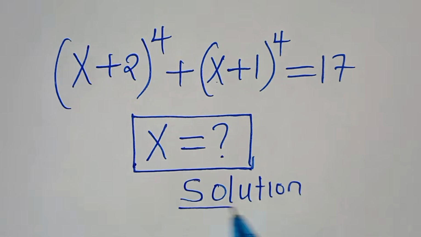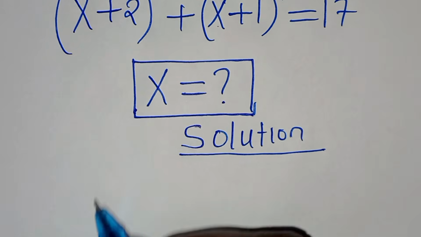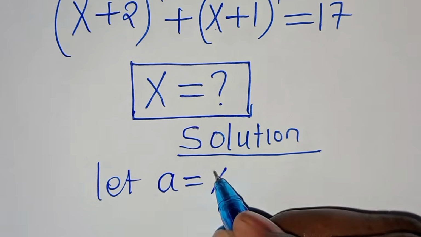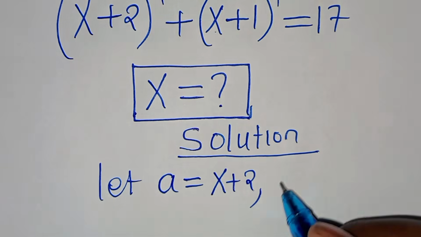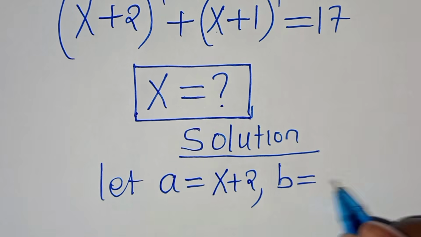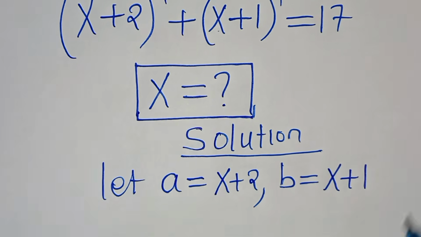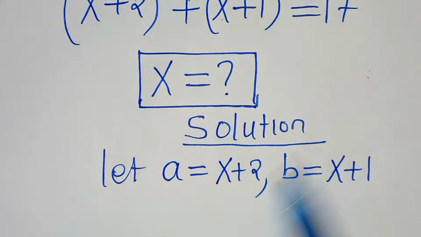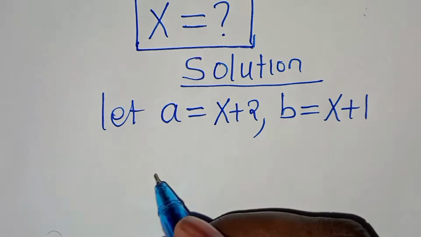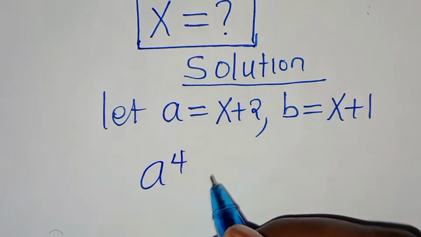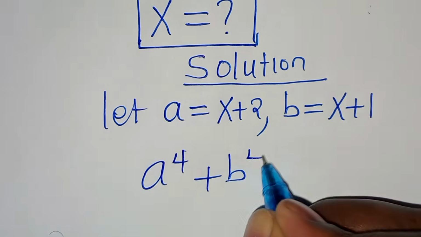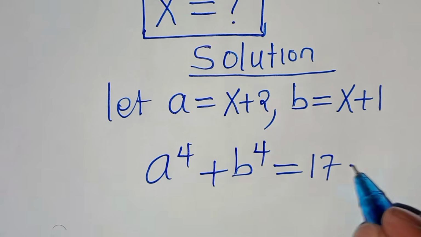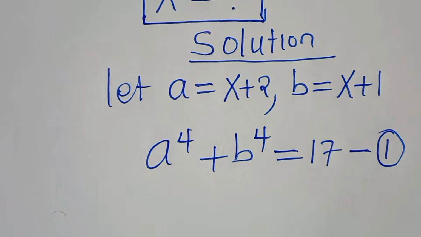The first step is that we can let a be equal to x plus 2, and we can let b be equal to x plus 1. So let's express this equation in terms of a and b. So we have a to the power of 4 plus b to the power of 4 equal to 17. Let's call this equation 1.